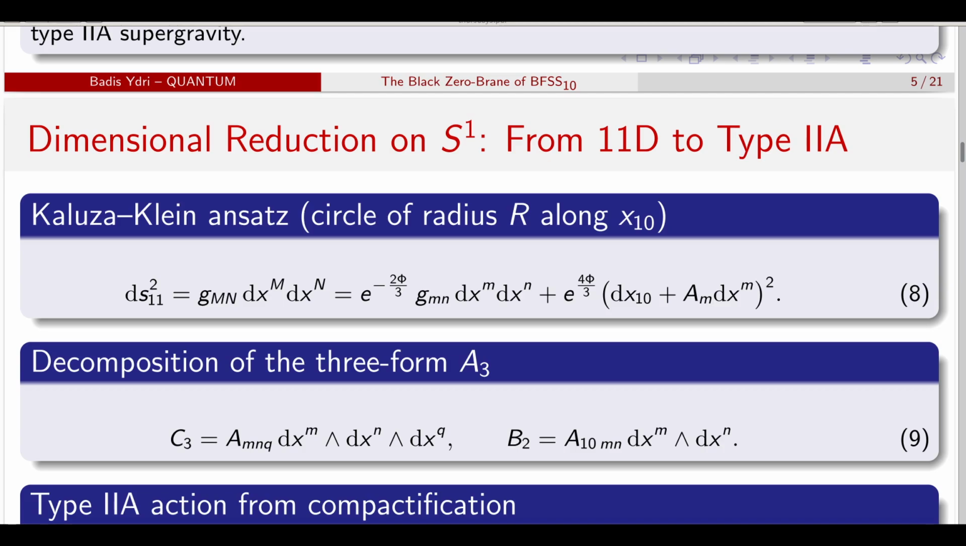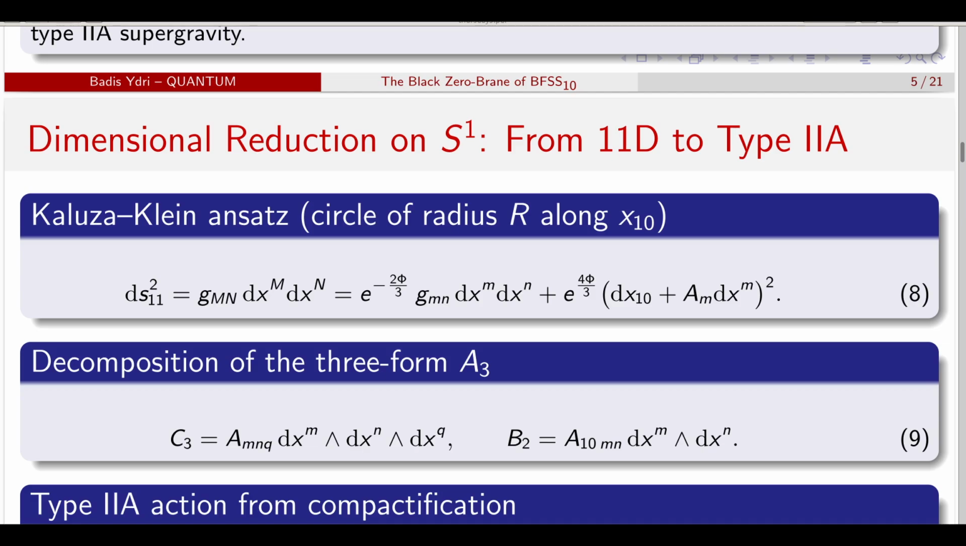This is achieved by reducing the theory on a circle, denoted S1, along the compact coordinate x10. Equation 8 shows the Kaluza-Klein ansatz for the 11-dimensional metric. It separates the higher dimensional line element into two parts: the 10-dimensional metric G_MN, which couples to the dilaton phi through the exponential factor e to the power minus 2 phi over 3, and the compact direction x10, which appears with the exponential factor e to the power 4 phi over 3 and the vector potential A_M.